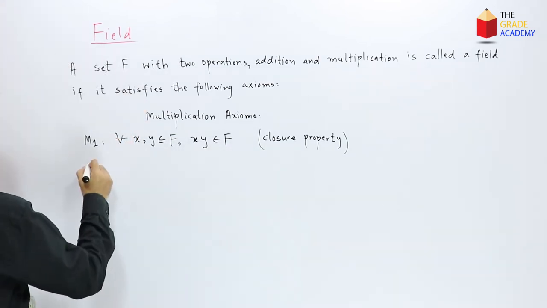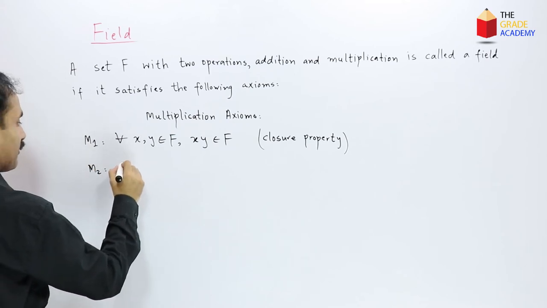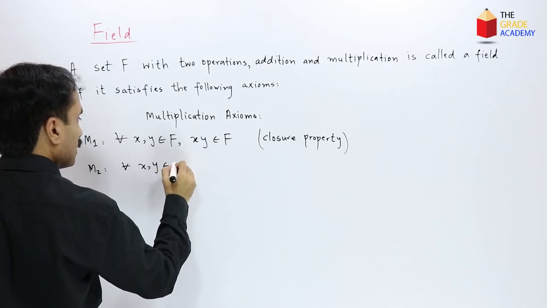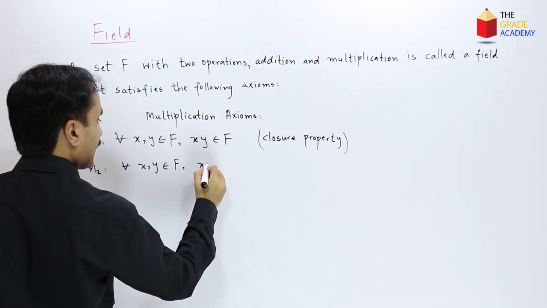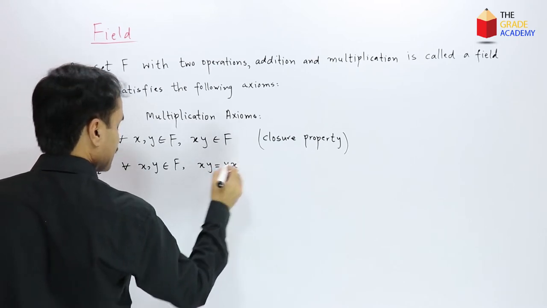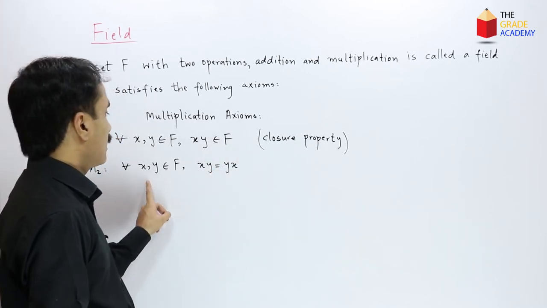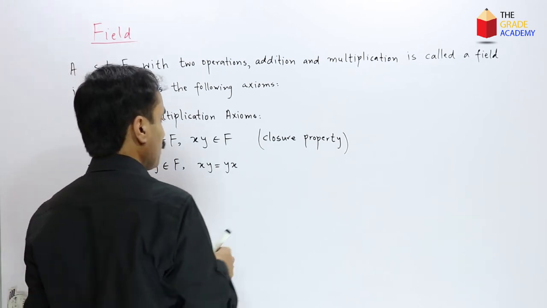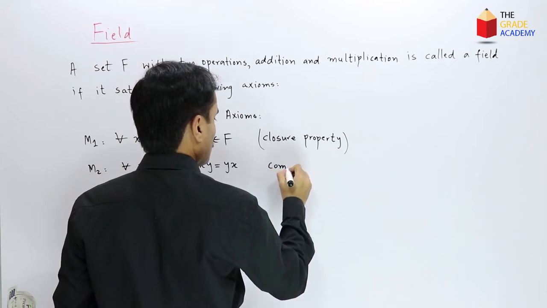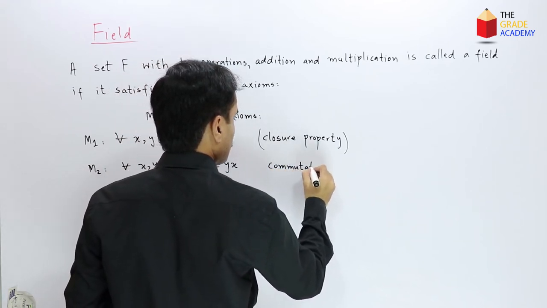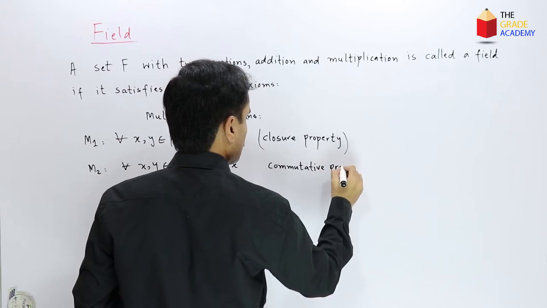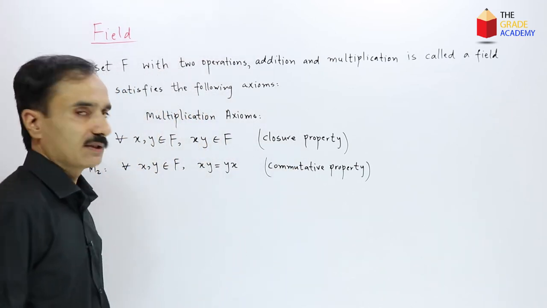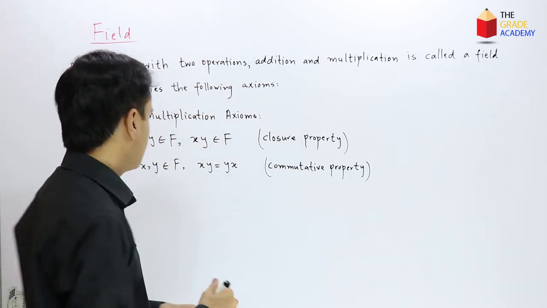And the second multiplication axiom is that for all elements x, y belonging to F, xy equals yx. That is, the product is commutative. So this is the commutative property of multiplication.